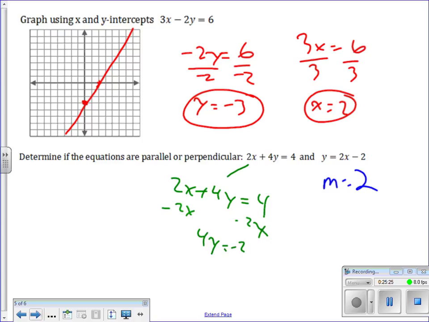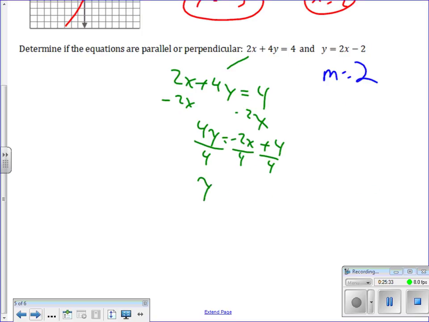4y equals negative 2x plus 4. Divide everything by 4. And I get y equals negative 1/2 x plus 1, because we always reduce our fractions. So the slope of this line is negative 1/2. Now I compare them. Are they the same? Are the slopes the same? No. So they're not parallel.